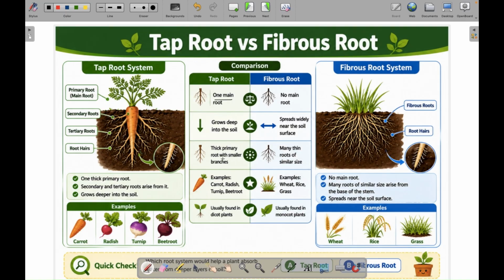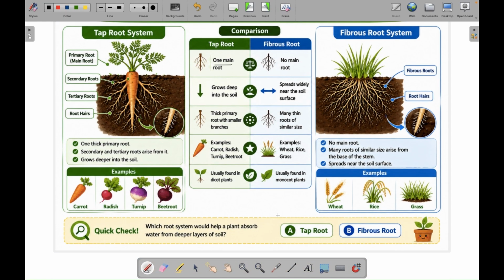Taproot has a thick primary root with smaller branches, which are secondary and tertiary. Fibrous root has many thin roots of similar size. So it has very small thin roots that are of the same size, like this. Right. Some examples are carrot, radish, turnip, beetroot. Here the examples are wheat, rice, and grass. Right? Taproot is usually found in dicot plants, and fibrous root is usually found in monocot plants.